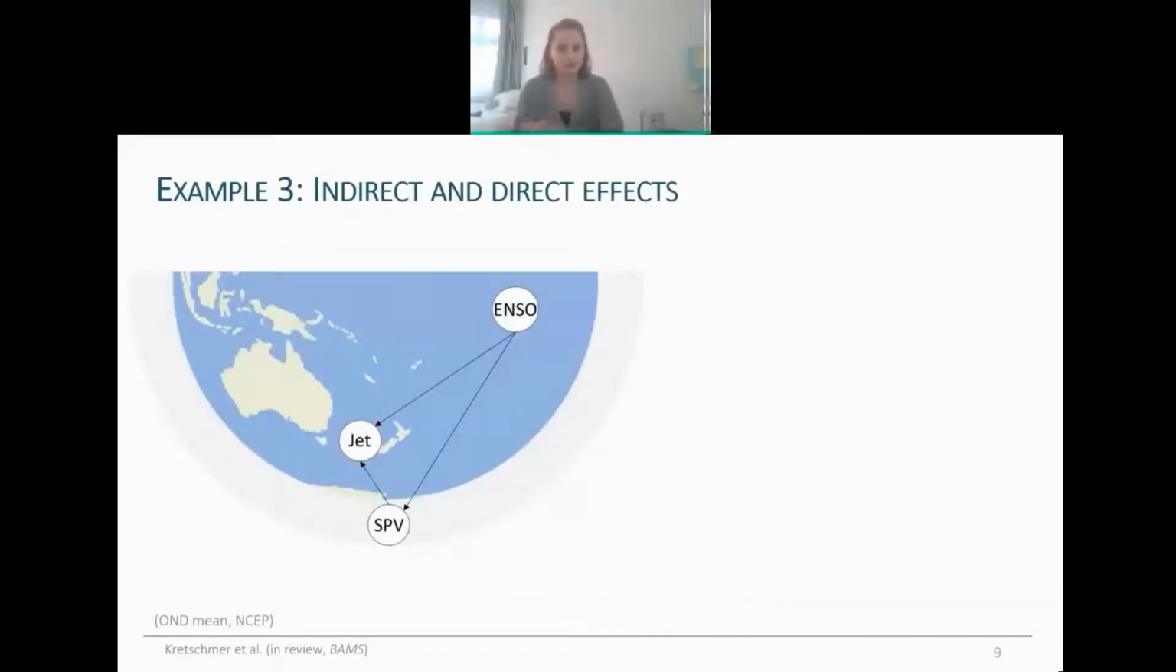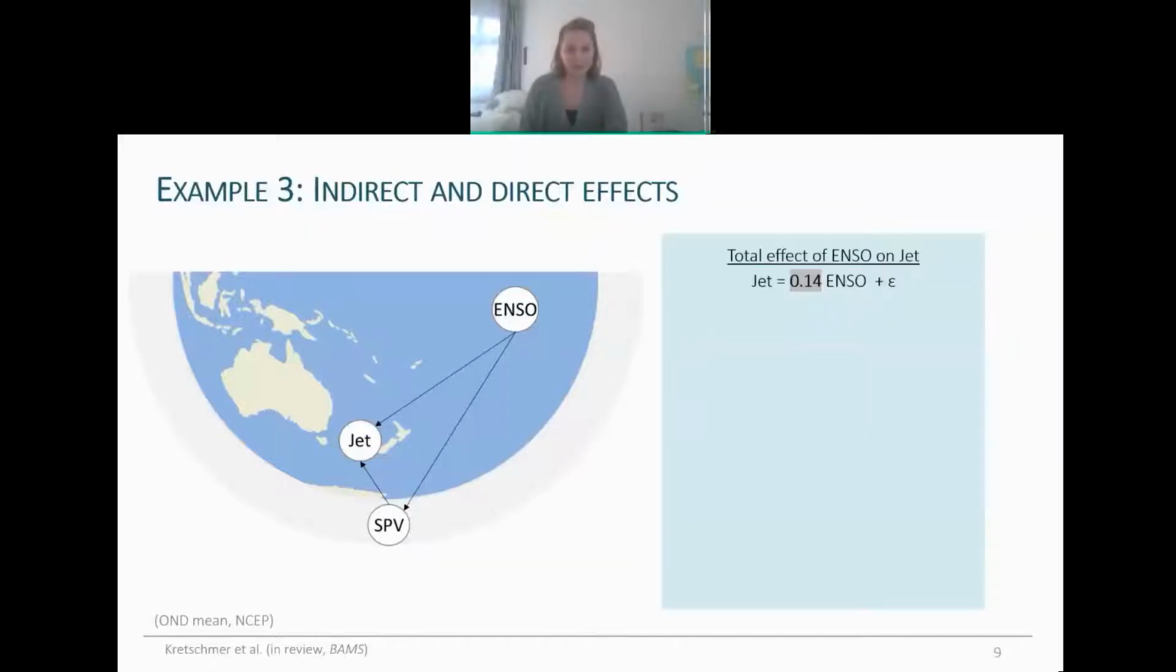Okay, so I give a third example. This is of indirect and direct effects. This is again showing ENSO and the effect on the jet stream, but this time in the southern hemisphere. We see this direct effect from ENSO to the jet, and there's also the so-called stratospheric pathway. ENSO is known to affect the time of the breakdown of the polar vortex, the SBV, which in turn also affects the jet position.